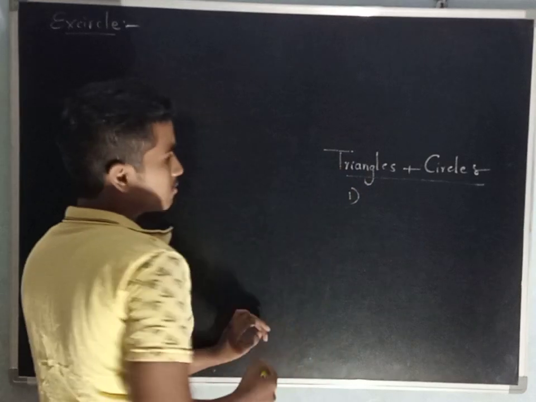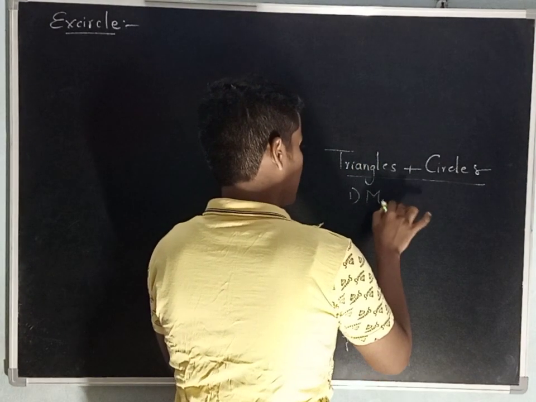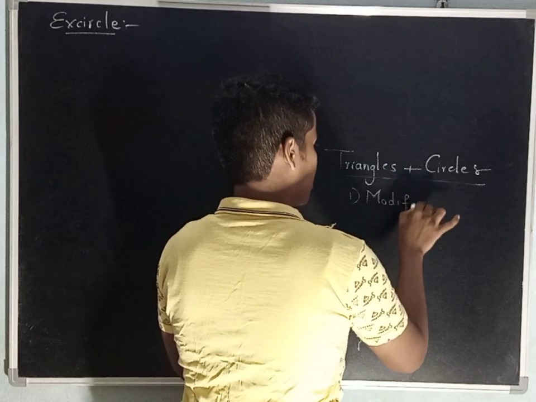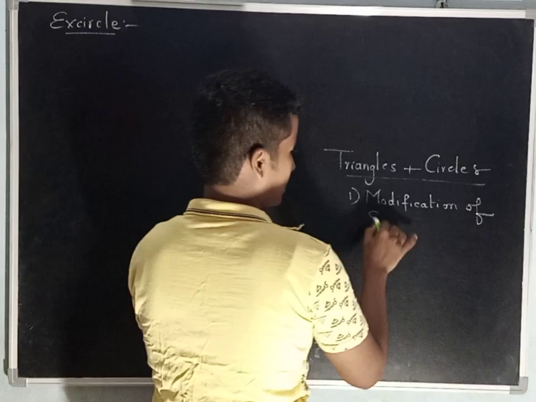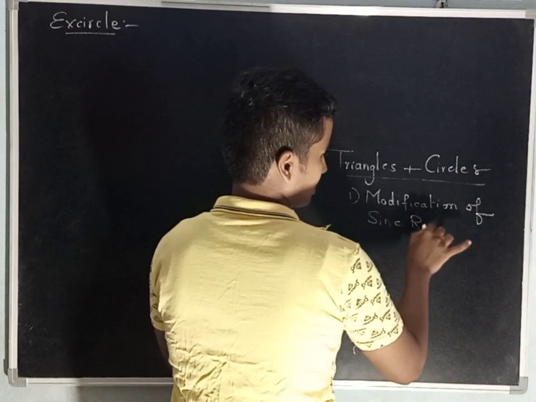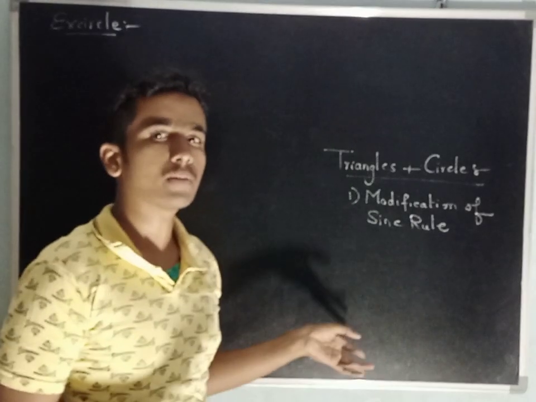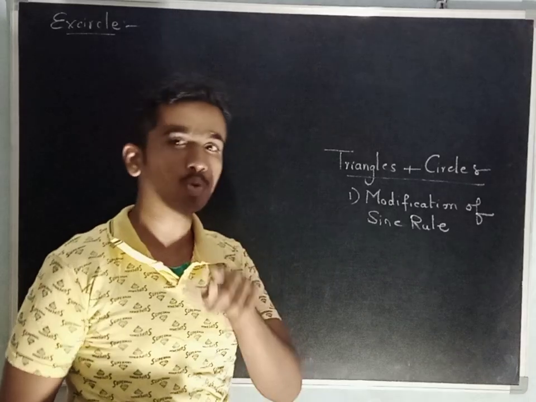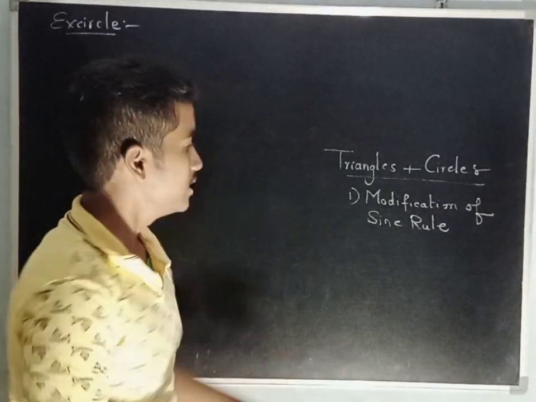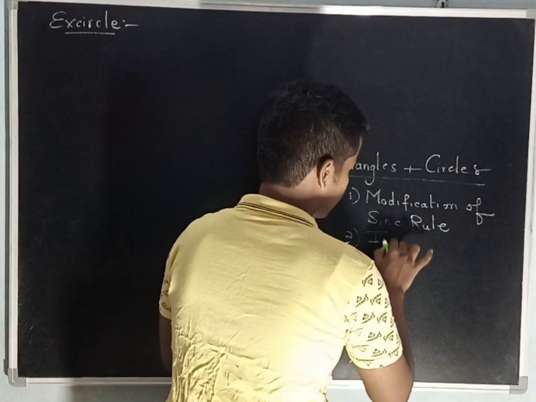Here the first concept that we have completed is the modification of the sine rule. The same thing, a by sin A is equal to b by sin B is equal to c by sin C is equal to k, can be written as 2R. R means the radius of the circumcircle. That's what this is. Second is the incircle and incenter.